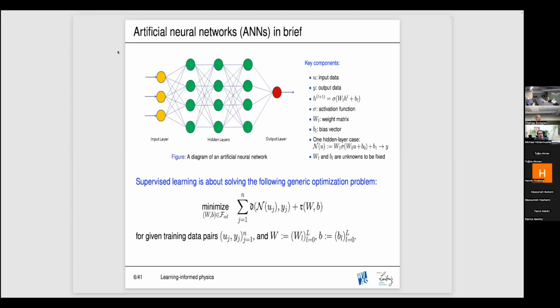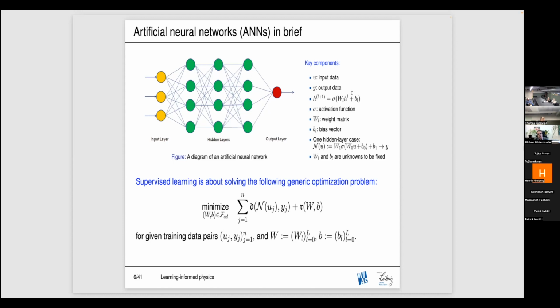U would be the input data, which comes in from the left, and Y would be the output data, which is relevant for the right. And in between, you have a transition from one layer to the other in the following fashion. You have some current vector H_L, say, and H_L is being affinely transformed by W_L, a matrix, plus B_L, a shift vector. And after this affine transformation, you're more or less activating or deactivating neurons by this function sigma. And this generates the output vector on the next level, H_{L+1}.